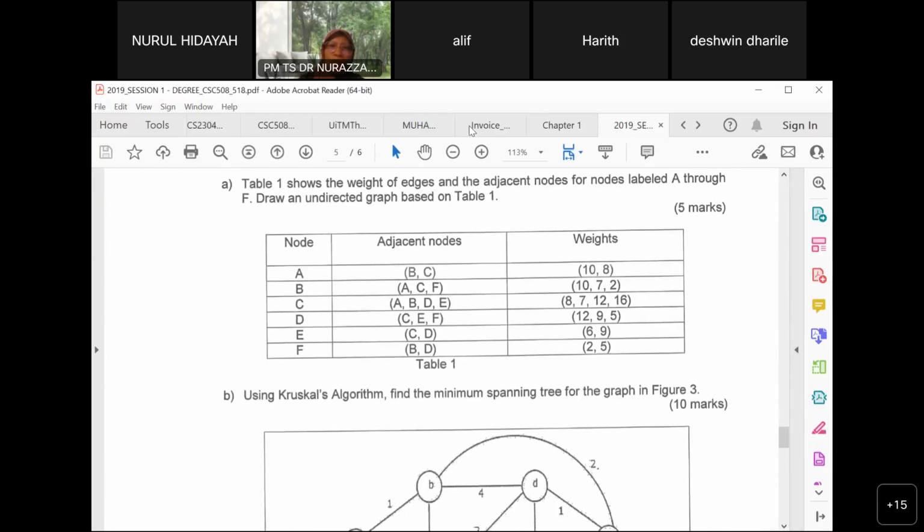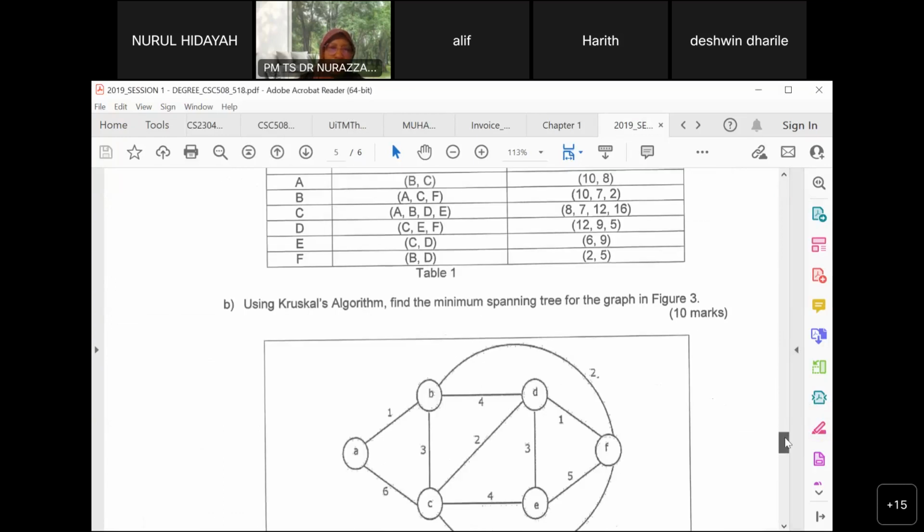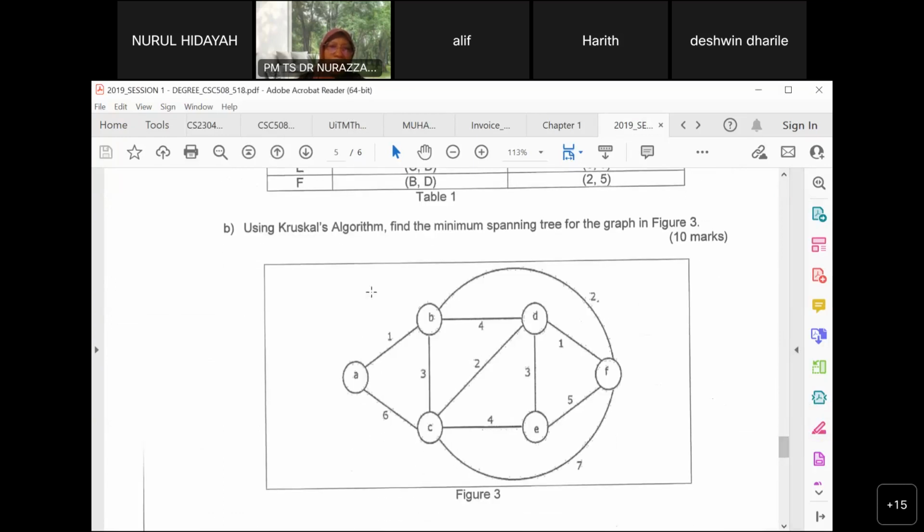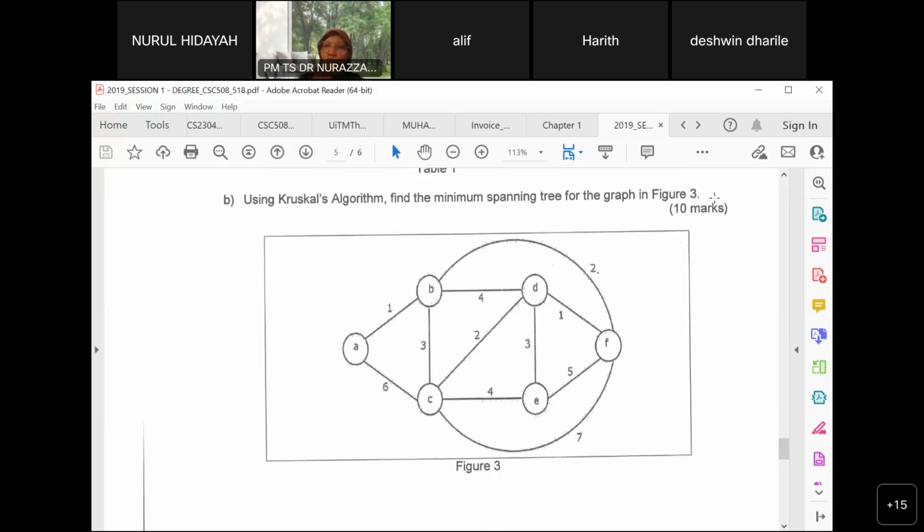The question yesterday, you all wanted to do A, right? Then this is B. Using Kruskal algorithm, find the minimum spanning tree for graph in figure 3. 10 marks, that's a lot. That means you have to show step by step which edges you chose.